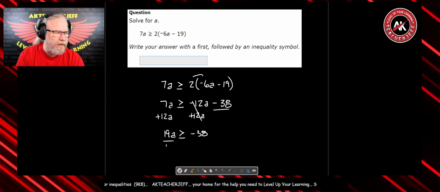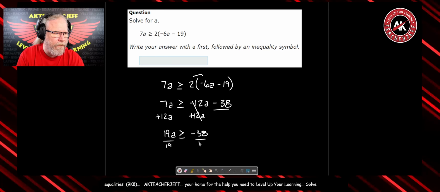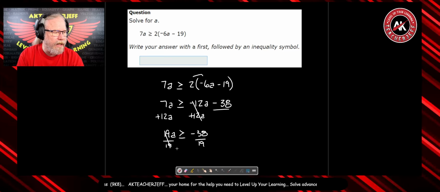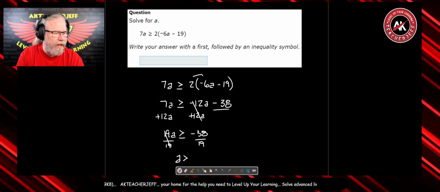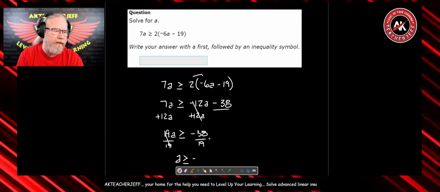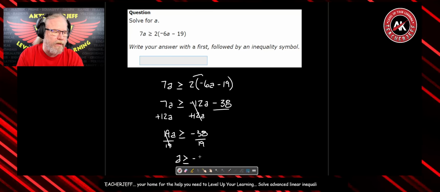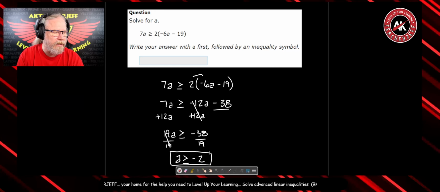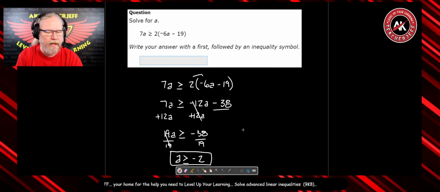Now let's go ahead and divide both sides by 19 to undo that multiplication between 19 and a. 19s will cancel each other, leaving me with a. And negative divided by positive is negative. And 38 divided by 19, well, that works out real nice. That's what, 2, right? So we end up with a is greater than or equal to negative 2.